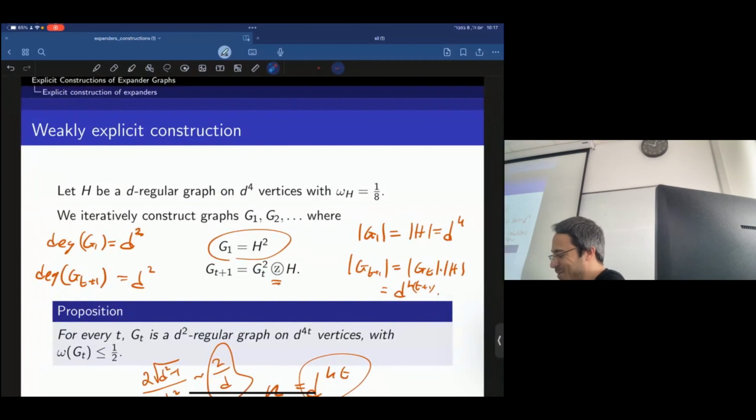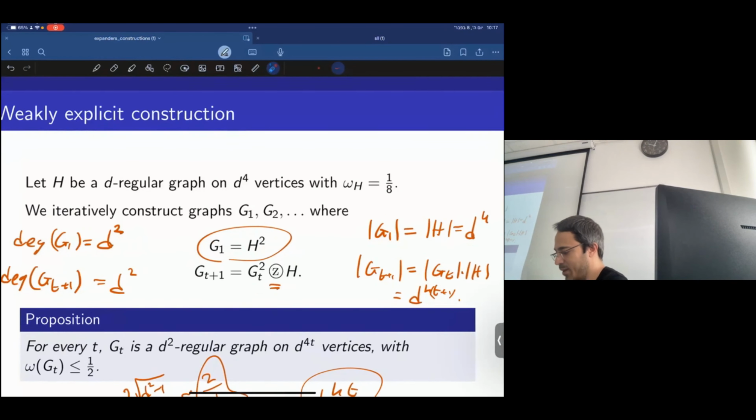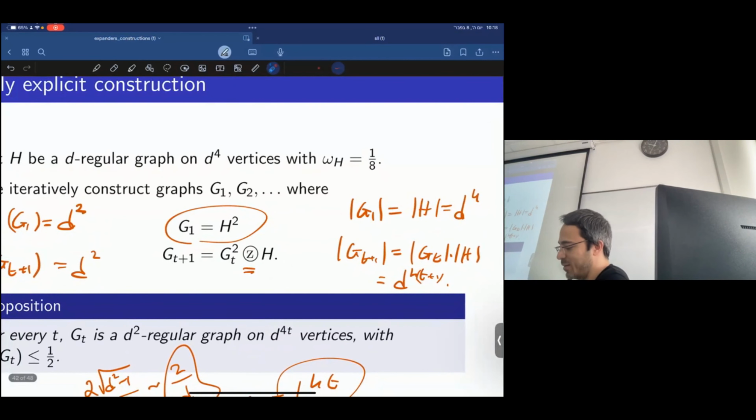We said things about the sizes of the graphs, where size is the number of vertices. H has number of vertices D to the 4th. Squaring doesn't change that, it adds edges above the vertices. So the first graph has size D to the 4th. What's the invariant, or how do the graphs grow? Well, G_T has some size, we'll call it the size of G_T. Squaring doesn't change that, and zigzagging multiplies by the size of H or the degree of G_T.